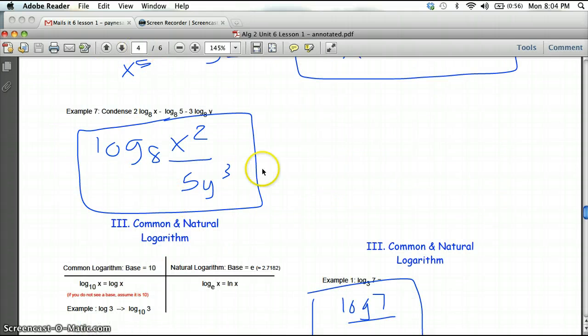Now we're going to go ahead and condense here. So first we want to see, are all of our bases the same? They are. So we just need to write log base 8 out here in front. Now anytime we subtract, we divide. So remember, if there's a number in front of log, there's an exponent. So we've got x squared divided by, we don't have a number here in front, so we don't have an exponent. So that's divided by 5. And then here we have y cubed. And again, it's cubed because the 3 is in front of log.